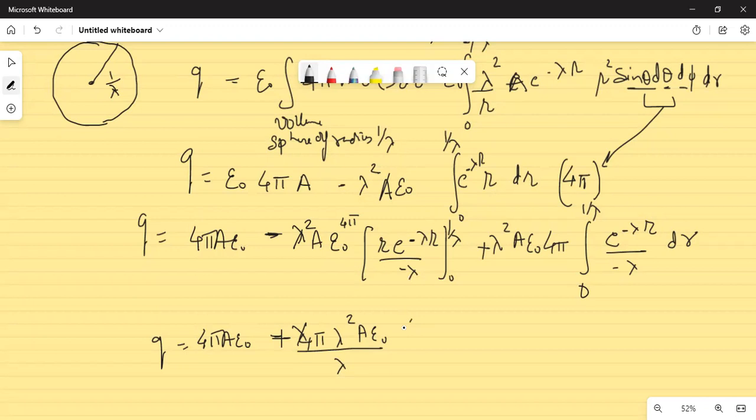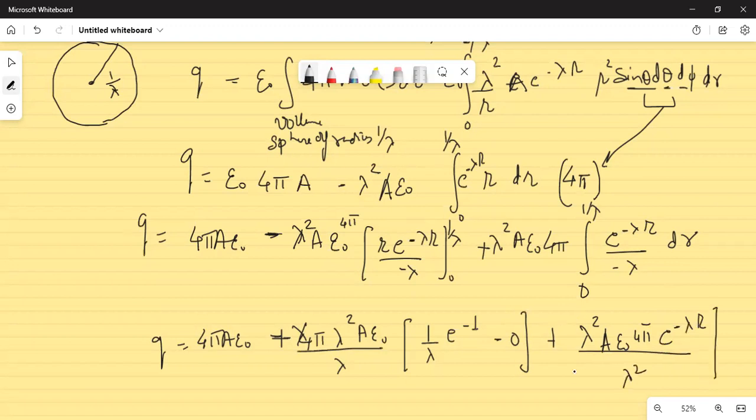And if I place the upper limit, I will get 1 upon lambda into e to the power minus 1, and then minus, in place of r, if I place 0, it will come as 0, plus lambda square. And again, if I integrate it, I would get lambda square a epsilon naught into 4 pi. And this particular thing integrated again will give you e to the power minus lambda r divided by lambda square. And you have to integrate from 0 to 1 upon lambda.